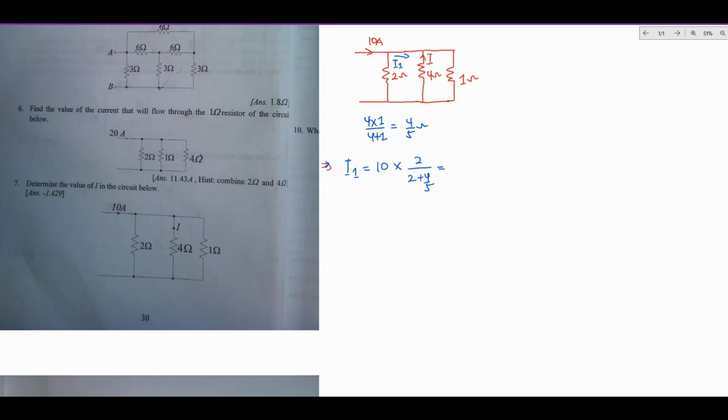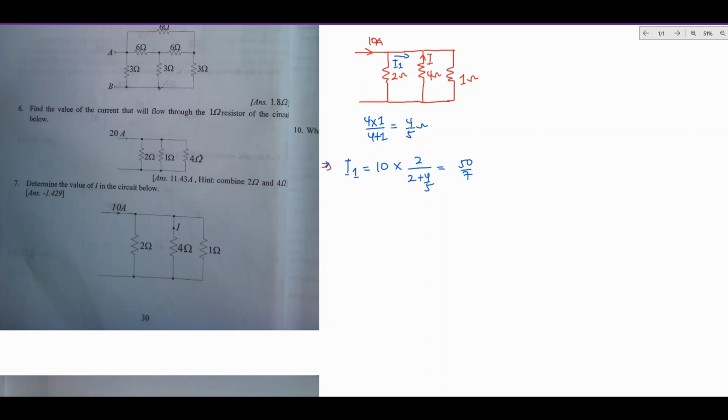So let's find I1, which will be 10 times 2 on 2 plus 4 on 5. That gives us I1 to be 50 on 7. Okay, so now I1 will be the current that will be flowing through towards the direction where the 4 ohms and then the 1 ohm resistors are connected.